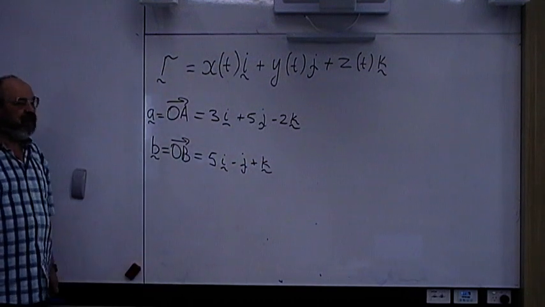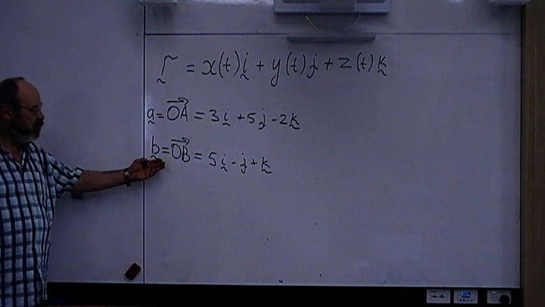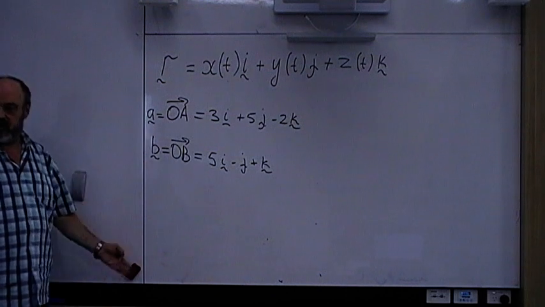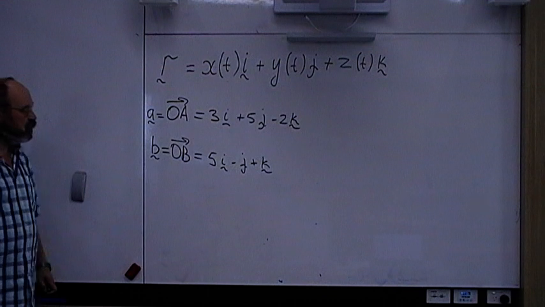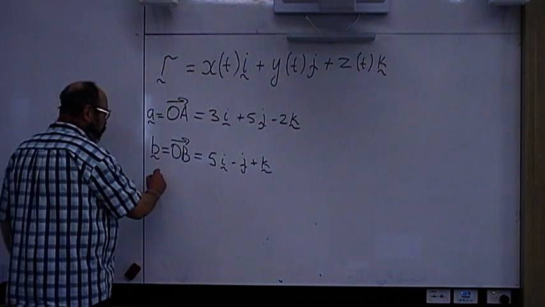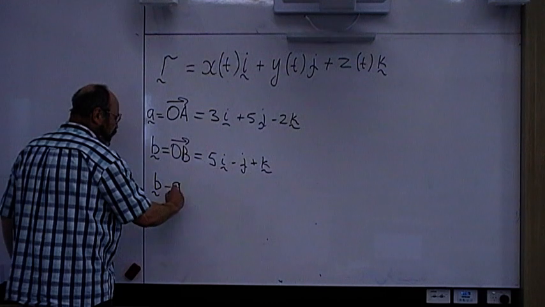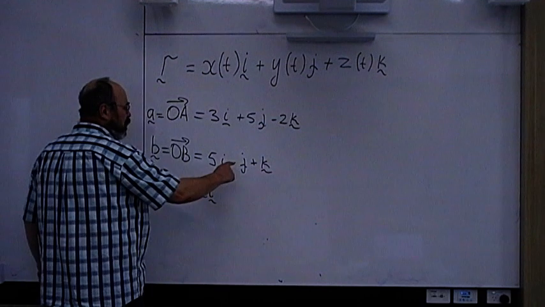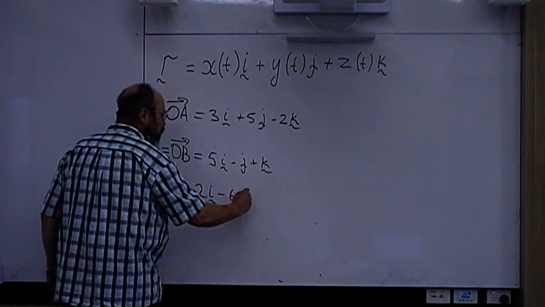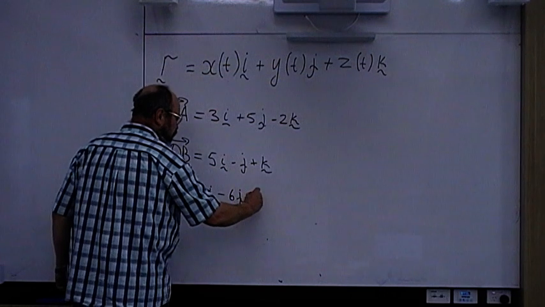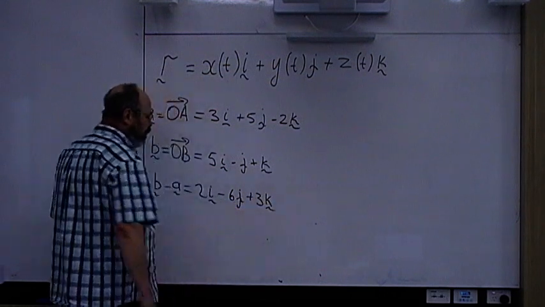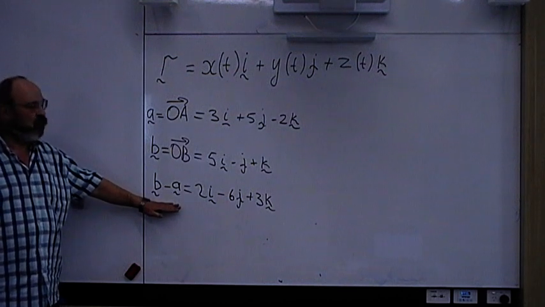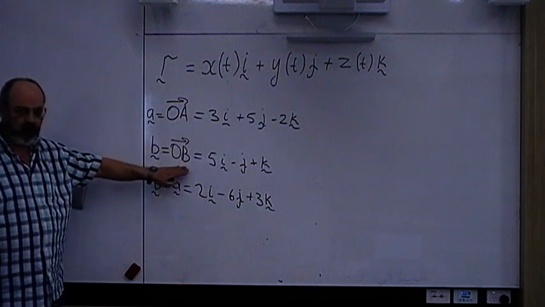How can we find displacement? We do final position vector minus initial, because displacement is a change in the position. So we do vector b minus a, which will be equal to 2i minus 6j plus 3k. That will be the displacement when the particle moved from point A to point B.